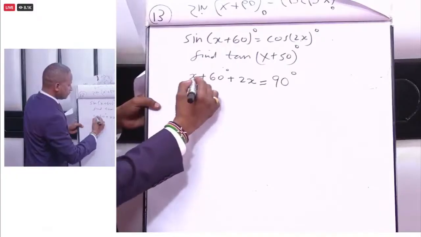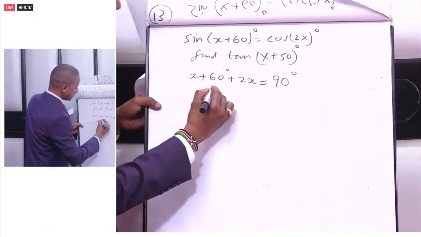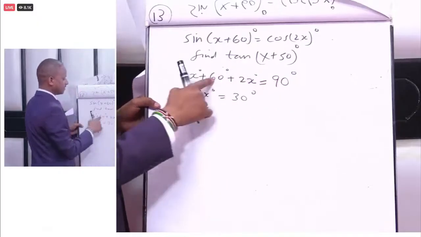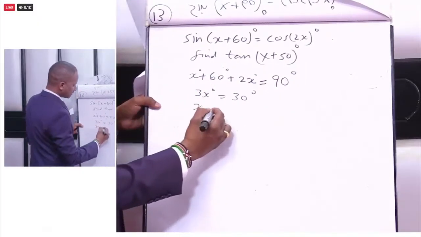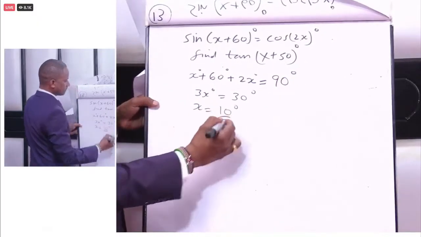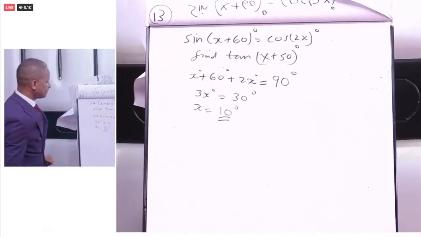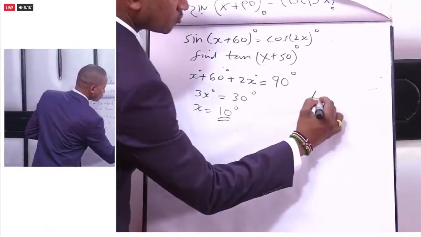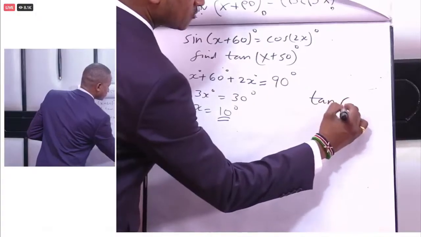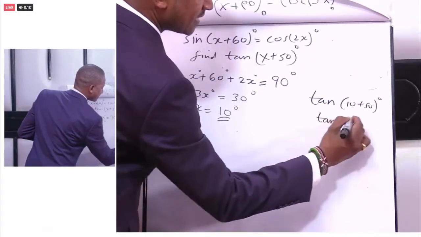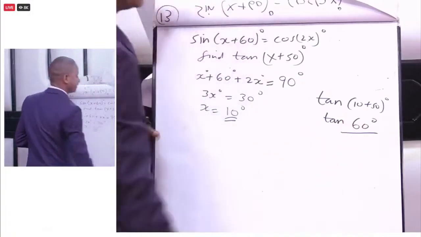Therefore, this is 3x degrees equals 30 degrees, 90 minus 60. So solve for x, x equals 10 degrees. So if x is 10, just come and replace 10 here. So they want us to solve tan of x plus 50, which is 10 plus 50. So they want us to solve tan 60 degrees.